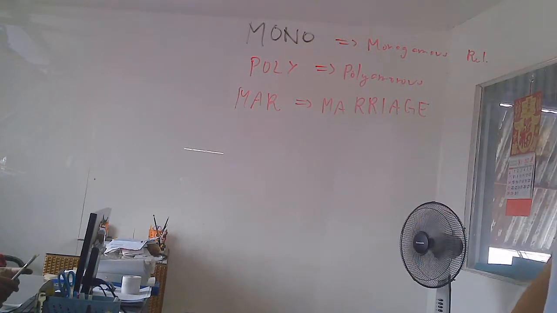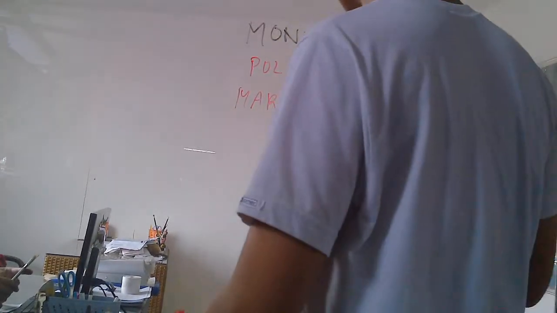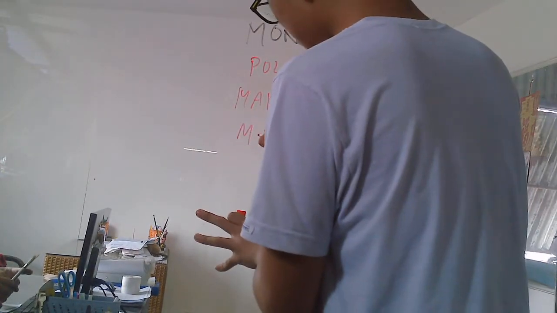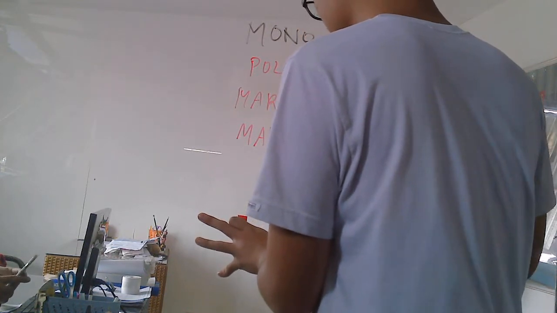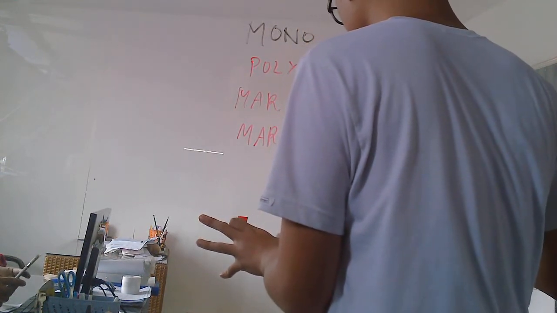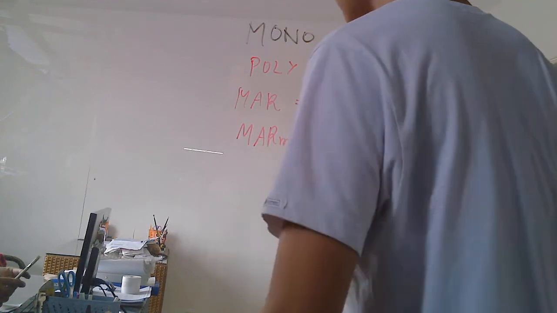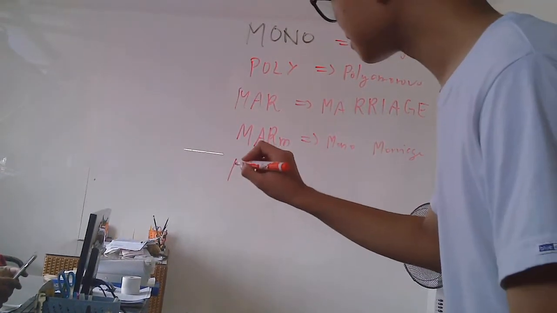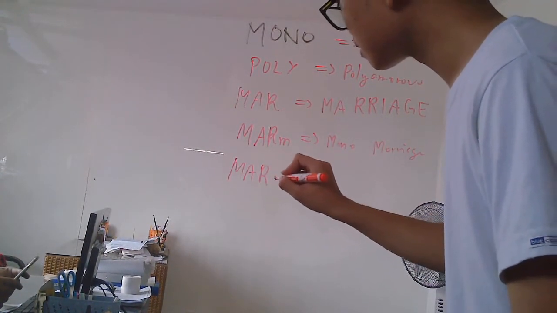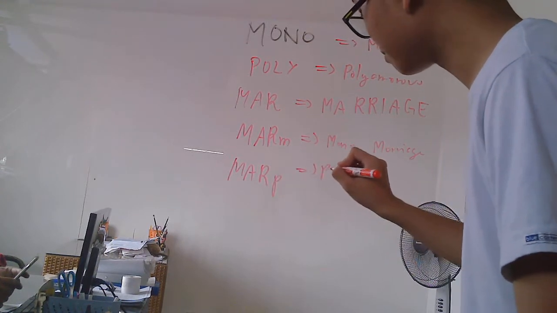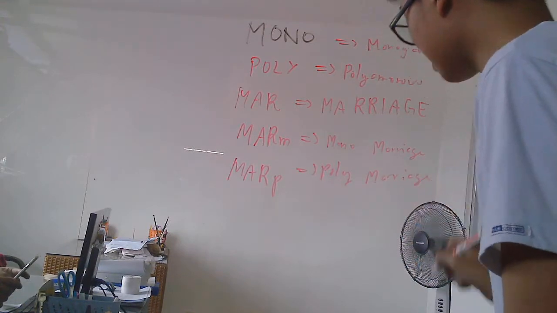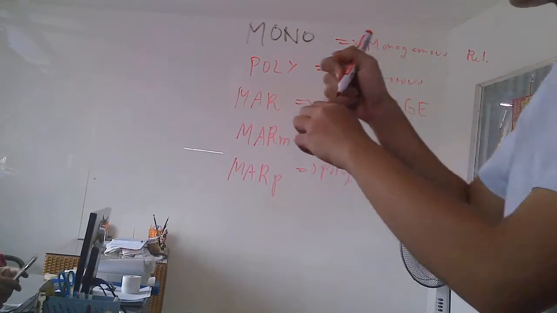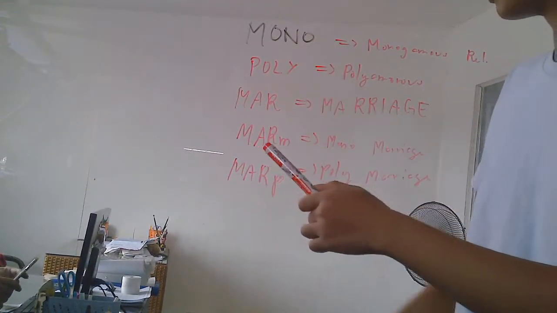Also specific stuff like mar m, which means a monogamous marriage. Mar with a small m, mono marriage. And then mar p is our poly marriage. That exists, I think. And then, so on and so forth. But these are the main things that we want, right?